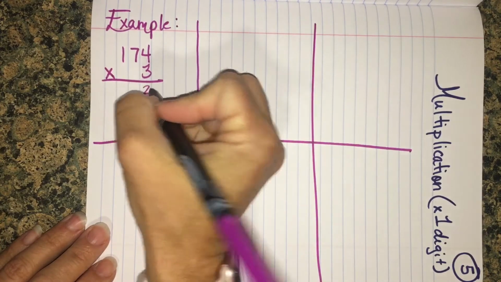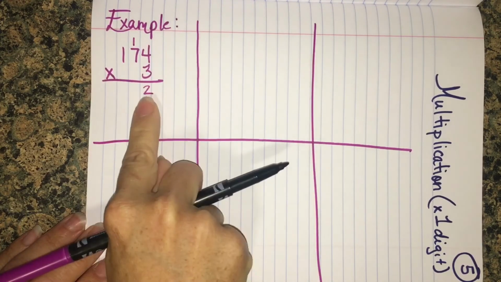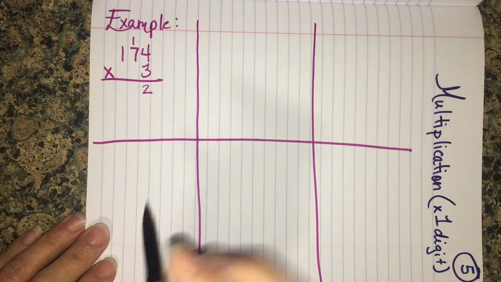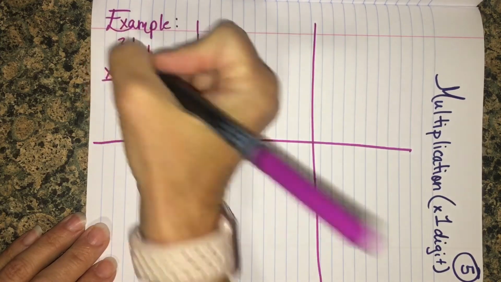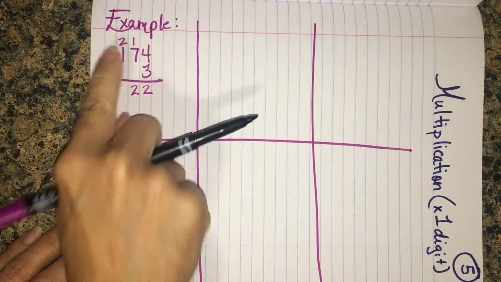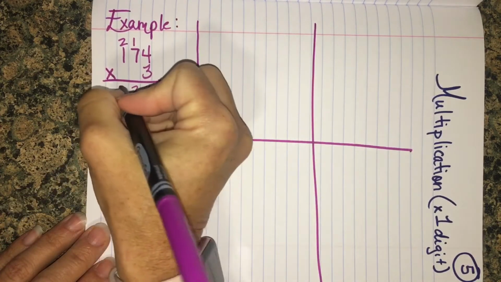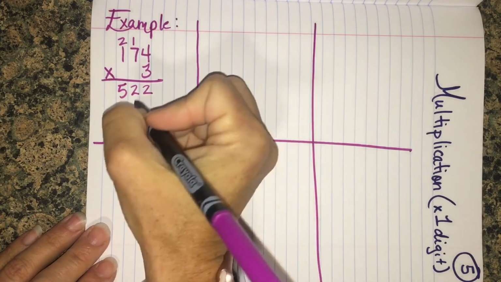4 times 3 is 12. I put the 2 down here and the 1 up top. 3 times 7 is 21 plus 1 is 22. 3 times 1 is 3 plus 2 is 5. And I get the product of 522.